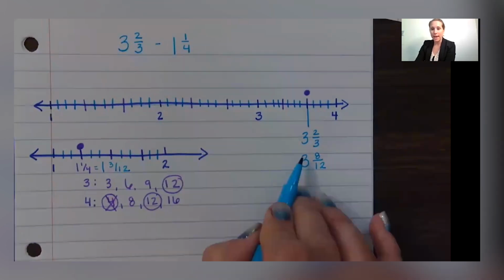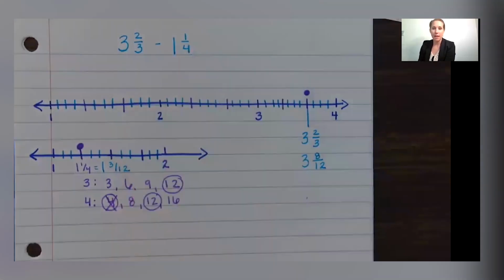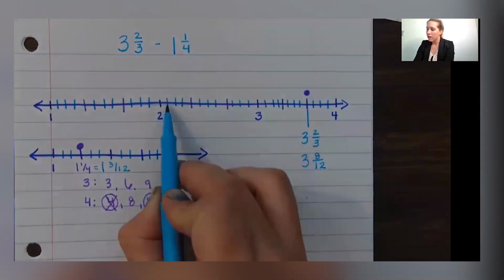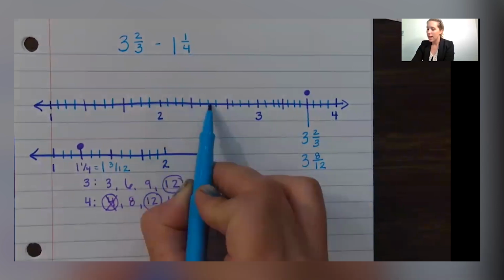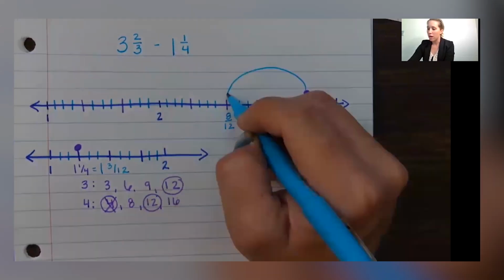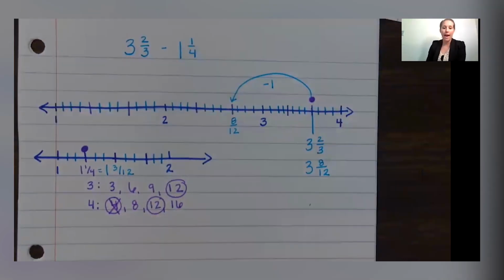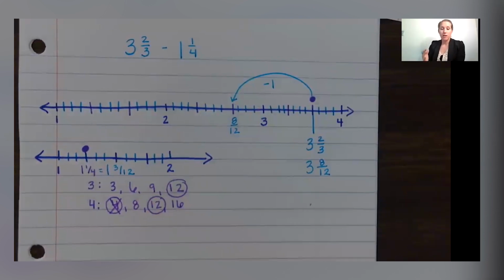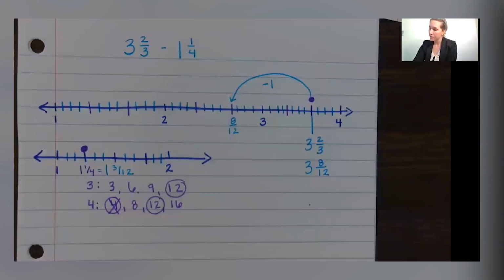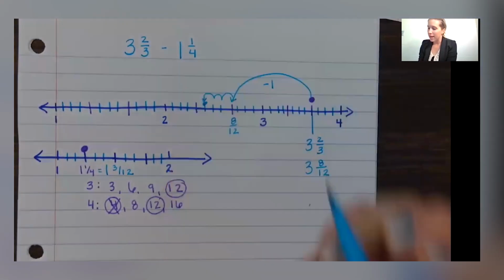So let's see, we need to get to 2 and 8/12. It would probably be easier if we had these labeled. But let's count. 1, 2, 3, 4, 5, 6, 7, 8. So this is going to be our 8/12. So let's go ahead. We're going to hop back minus 1. But I still need to take away how many pieces? Yes, I need to take away 3/12. So can you do that with me? 1/12, 2/12, 3/12. And this is where we end up.